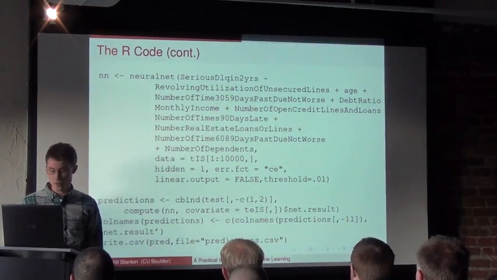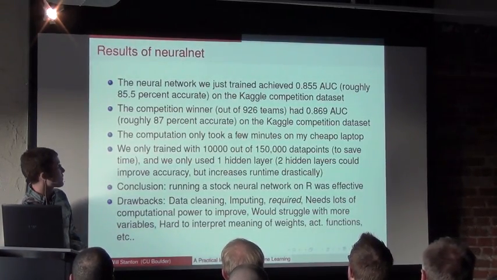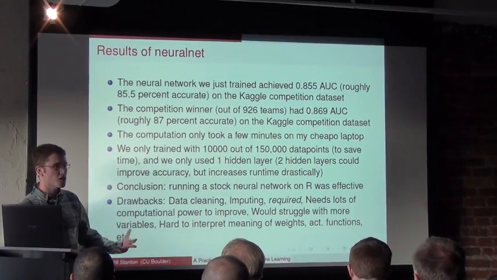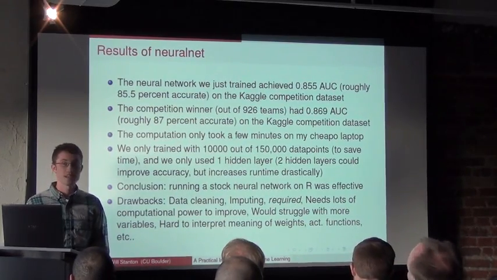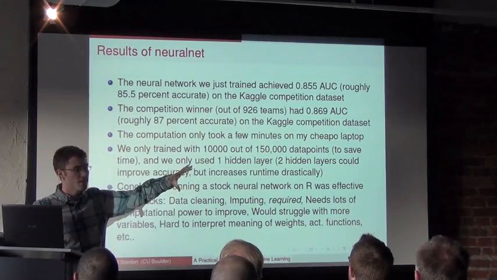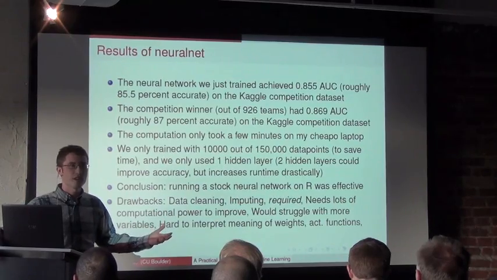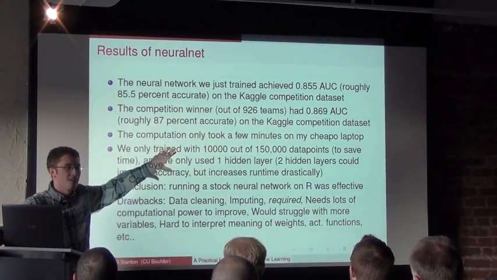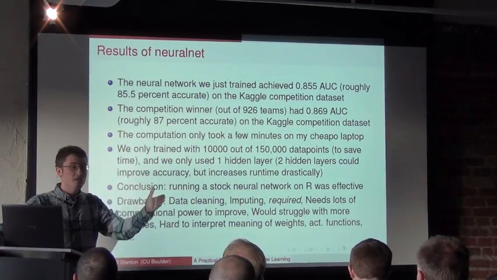So how well did it do? That's a good question. Well, it worked really well, I think. It got this AUC, don't worry about what AUC means, but it's approximately 85% accurate compared to what it should be according to the actual test data set. That's actually really amazing if you think about it, because I only used 10,000 of the data points, it took just a few minutes, and it used completely stock R code, 10 or 15 lines or something. The winner of the competition out of 900 teams actually only got 87%. That's pretty remarkable, actually, how good of a job the stock code does.